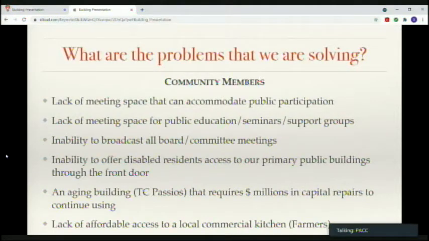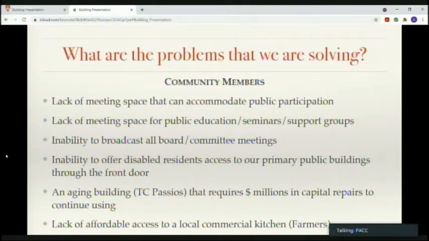We have a lack of meeting space that can accommodate, first of all, public participation. Those who've moved into Lunenburg with a town meeting structure want to get involved, and right now you have one meeting room and 2 conference rooms. Those conference rooms can hold about 8 to 10 people. We have a lack of meeting space for public education, for seminars, for support groups. People suffering with grief, the opioid addiction, we simply don't have the space for that.